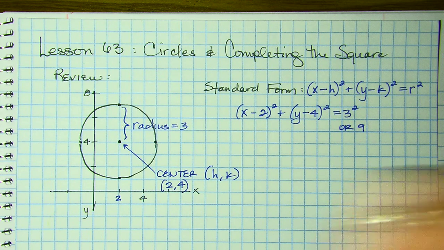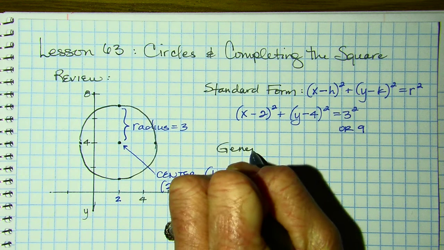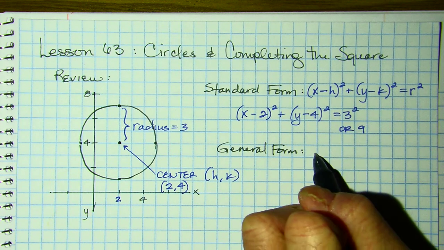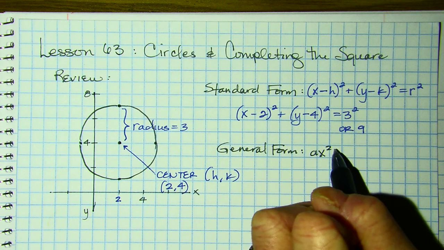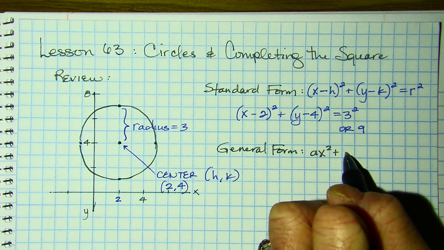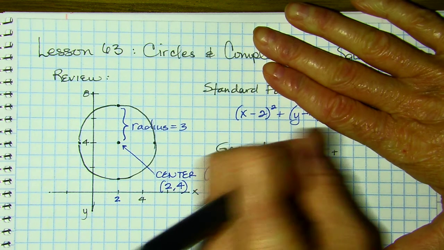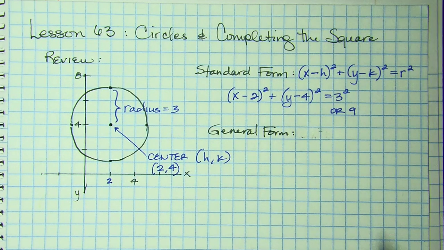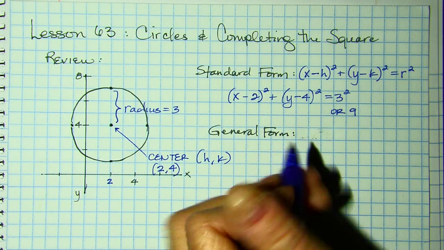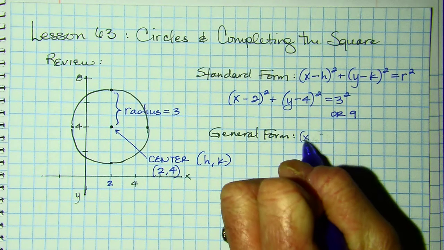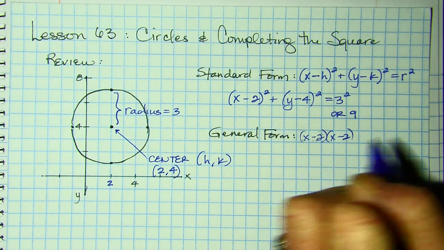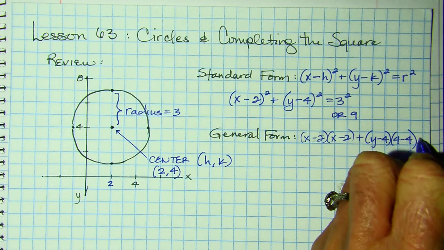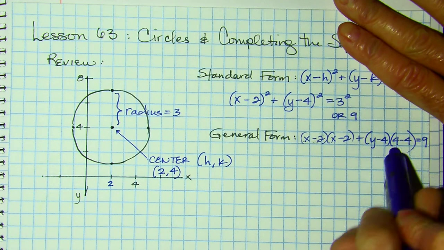Now, if I wanted to put this into general form, that is where you have everything on the same side. I think in the book it's like ax squared plus ay squared. I don't remember the technical term. It just means everything is distributed and simplified. So general form would mean that I would then take x minus 2 times x minus 2 plus y minus 4 times y minus 4 equals 9. And I would get everything on the same side.